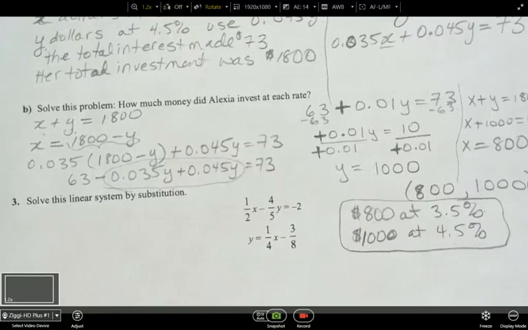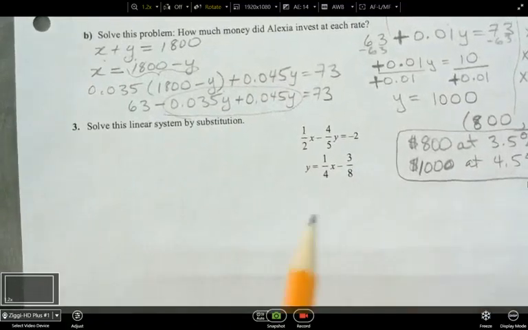Sound good? Okay. Now I'm going to let you guys have a couple of minutes with this question. Try to do it, because we did one earlier just like it, right? So let's try this again, and we'll come back and we'll discuss the answer.